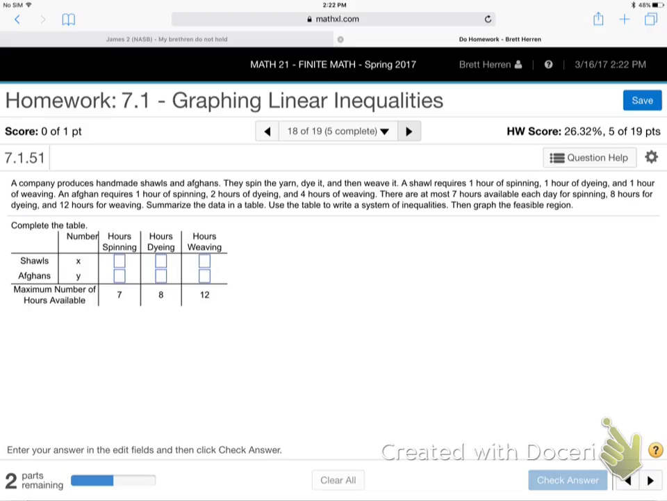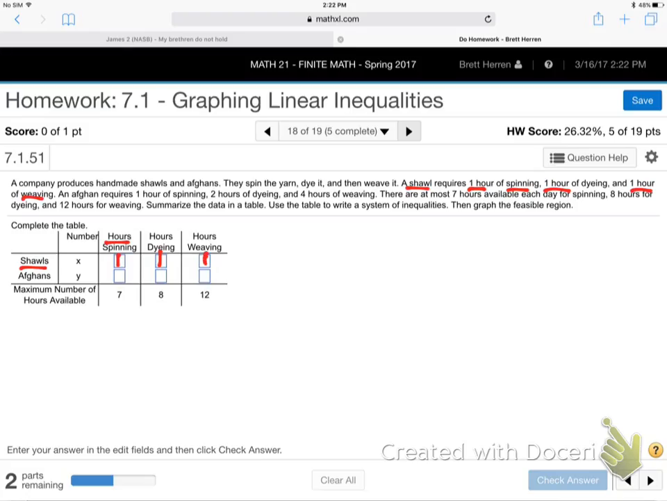It's easier than it sounds. It sounds bad. So, shawls, hours spinning. Did they tell us that somewhere? Where is that? Oh, shawls, 1 hour spinning. So that's just a 1. And then 1 hour dyeing for the shawls. 1 hour weaving, shawls. Good so far.